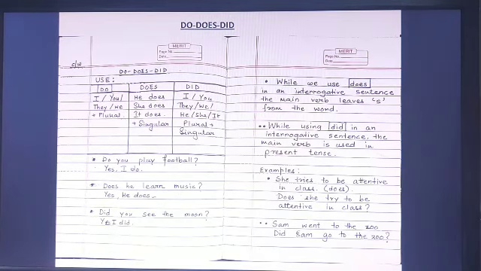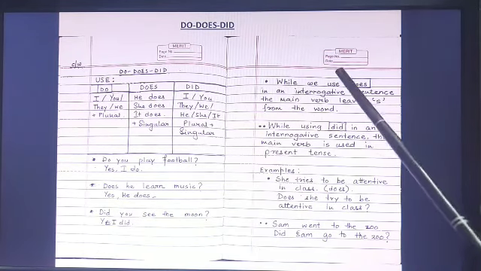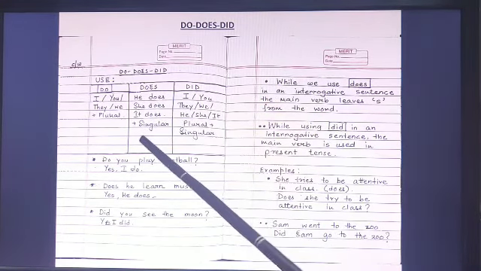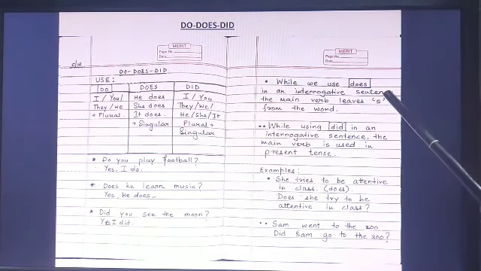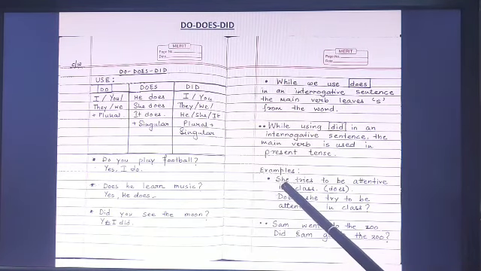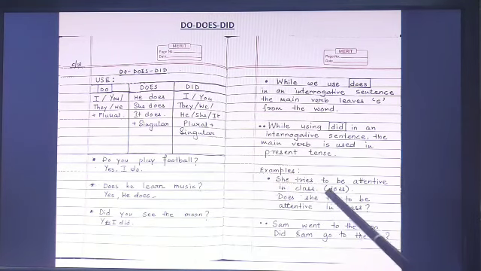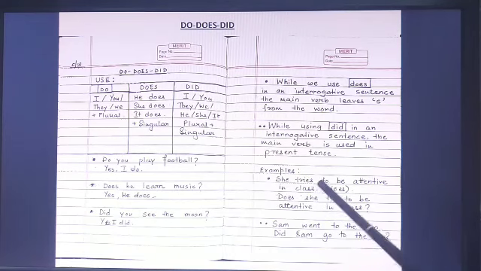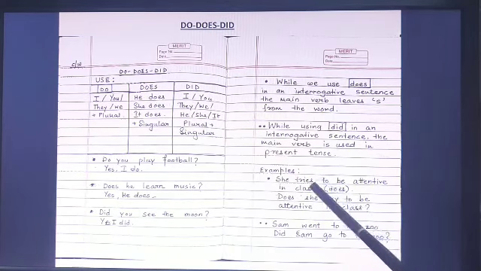Yes, I did. So this page is the rule, and we have two more rules, that is while we use does. So when we are using does in an interrogative sentence, the main verb leaves the S from the word. For example, see, this is the sentence, that is a statement. She tries to be attentive in class. What is it? She tries to be attentive in class. So what is tries?